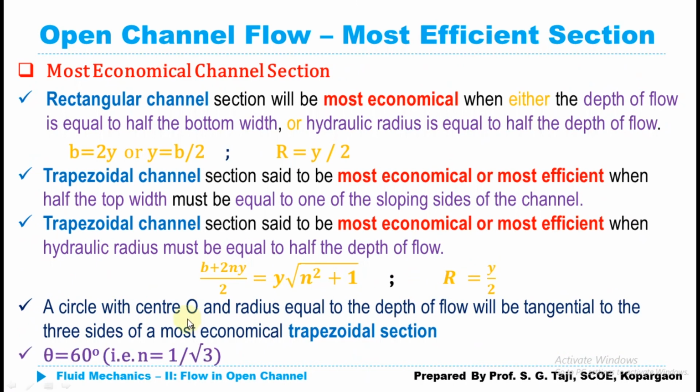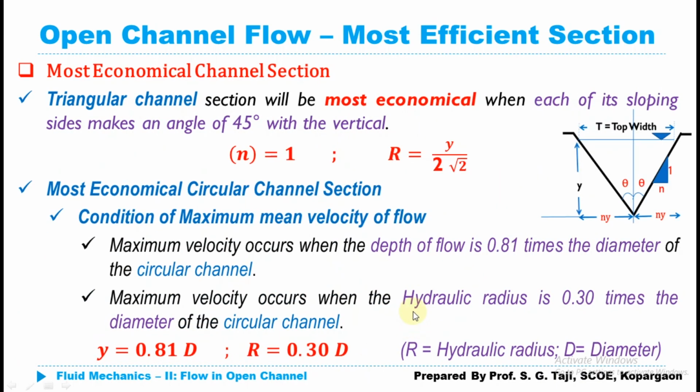So here are all those conditions. For the rectangular channel section, B should be equal to twice of Y, or R should be equal to Y by 2. This R is similar in both cases, trapezoidal as well as rectangular channel section. For the trapezoidal channel section, half of the top width should be equal to the length of one of the sloping sides. Another condition is that theta should be equal to 60 degree. If theta or N is not given, in that case you can carry this N for the computation of the dimensions of the channel.